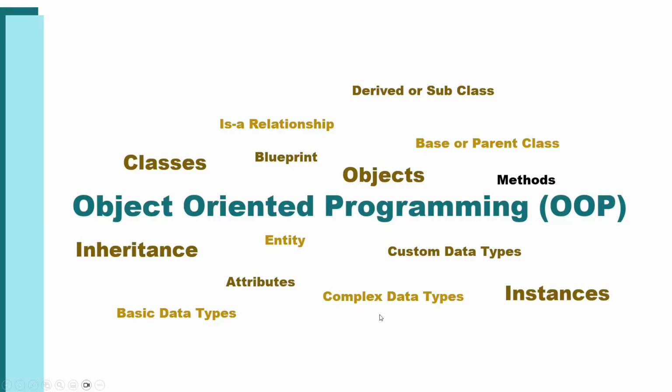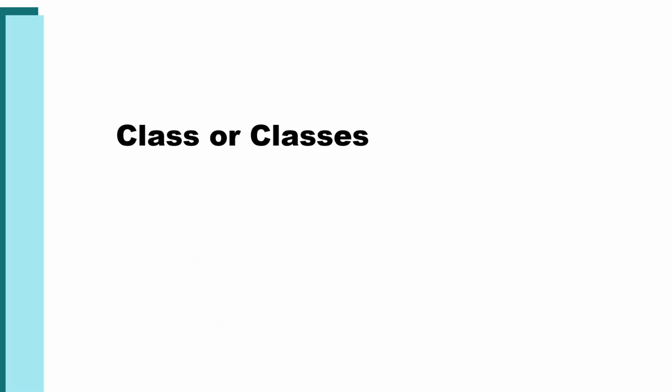Okay, so what is OOP? To explain what OOP is, it is important that we first understand the fundamental concepts that build object-oriented programming. The first concept is class, or classes. So what are classes? And I like to define it in a different approach.